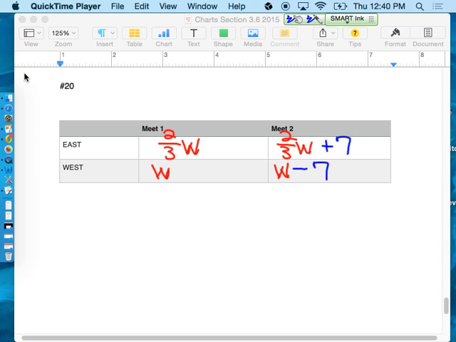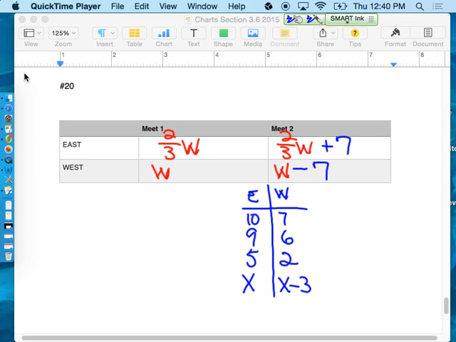So I have sort of a problem. It's not really that hard, but I need to think about it for a second. So I've got East and I've got West, and I'm just doing a little scratch paper analysis here for meet number 2. In the second meet, West scored 3 less than East. So that means if East scored 10, West scored 7. If East scored 9, West scored 6. If East scored 5, West scored 2. If East scored X, then West would have scored X minus 3.